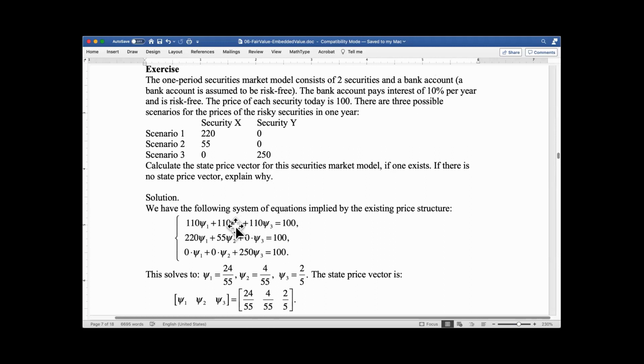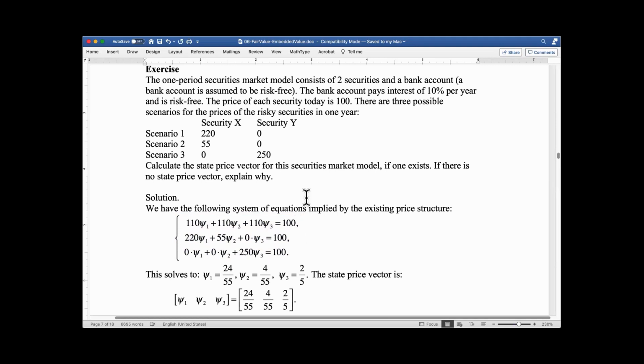So if your bank account pays 110 in state 1, then the value of that payment today is 110 times psi 1. The bank account also pays 110 in state 2, and the value of that payment today is 110 times psi 2. And if the bank account pays 110 in state 3, then the value of that today is 110 times psi 3. But we know that the bank account, we assumed we put 100 in it. So that has to be equal to 100.